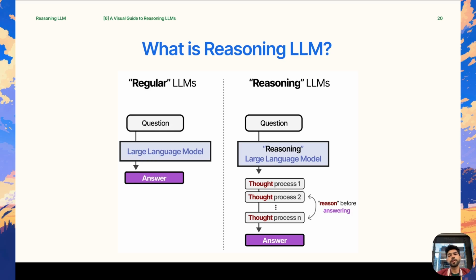Let's start with humans. When a human is asked a question, we think through a sequence of steps before giving an answer. Now compare this with LLMs. Regular LLMs usually output the final answer directly. In contrast, a reasoning LLM behaves more like a human. It first generates a thought process and then provides the final answer conditioned on that reasoning. However, this thought process must make sense. If it's just gibberish, it doesn't count as reasoning, even if the final answer happens to be correct.